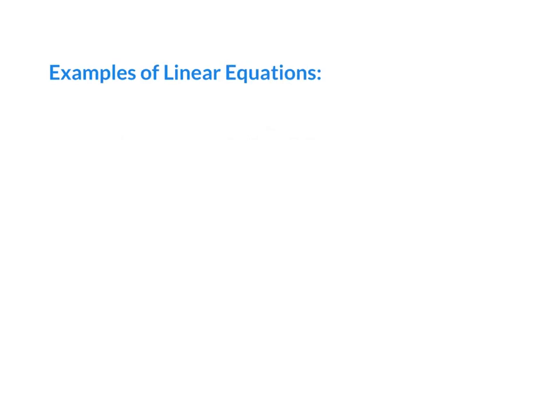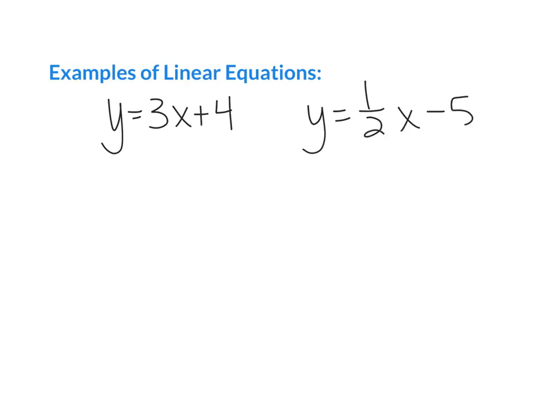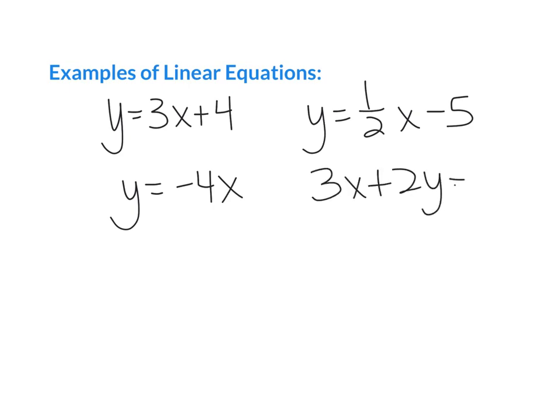Examples of linear equations. Some examples of linear equations would be y equals 3x plus 4, y equals 1 over 2x minus 5, y equals negative 4x, 3x plus 2y equals 20. The reason why these are all examples of linear equations is because they are all variations of y equals mx plus b.